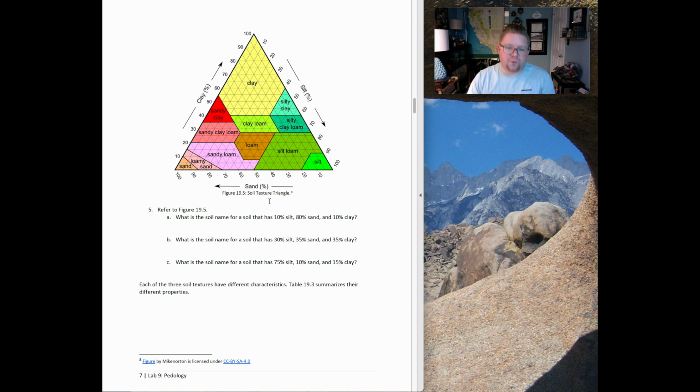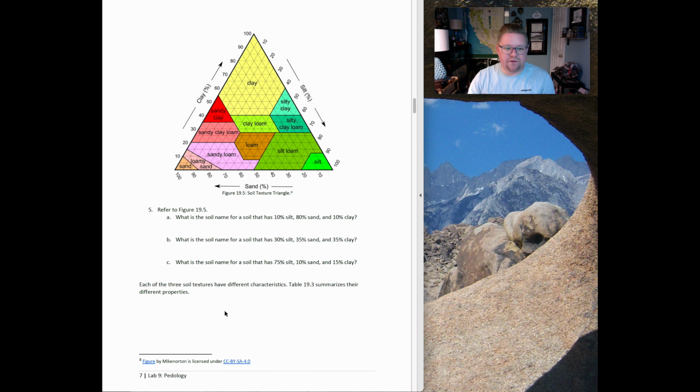Now, the reason these percentages must equate to 100 is that all three of your lines will intersect and cross each other. And when it intersects in a specific box, like this is a box of clay, this is a box of loam, this is a box of silt, then that is the name that you would give to your sample. So you will go ahead and solve these examples here.